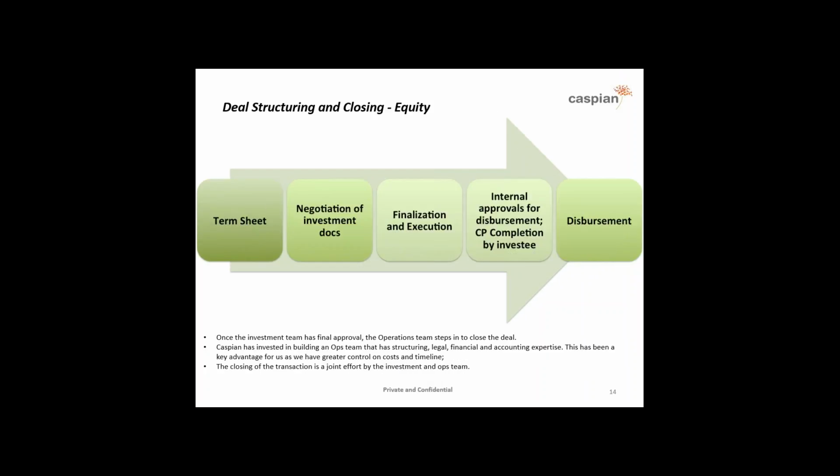This is the closing of the investment. There's no standard for how long this takes. It depends on various things. One thing that it does depend on is also the stage of the company at which you invest.